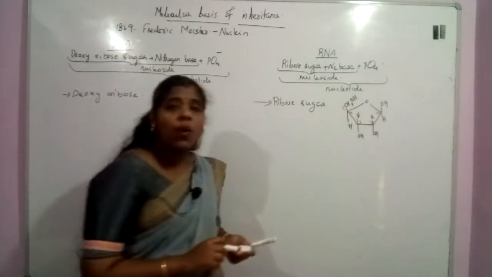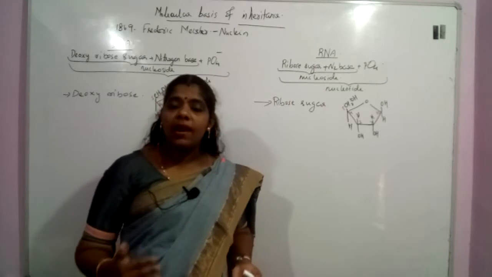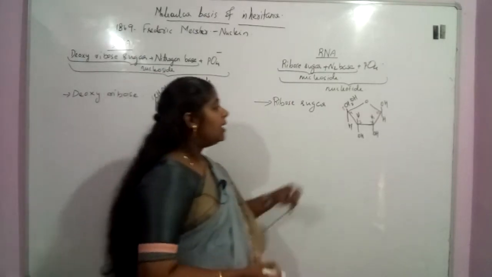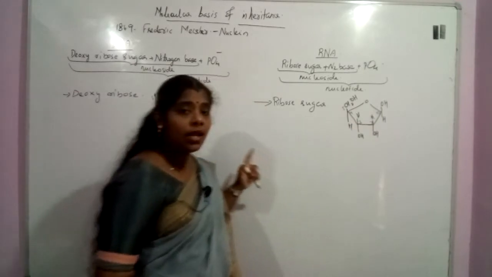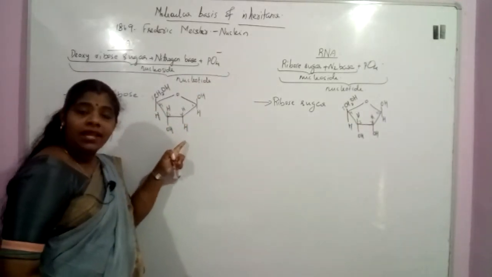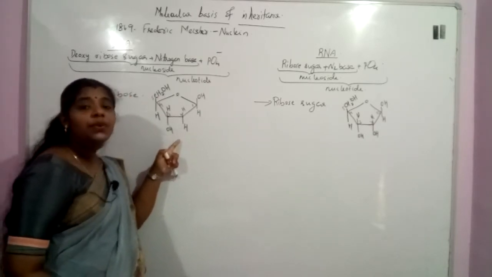Now you see what is the difference between ribose sugar and deoxyribose sugar. Ribose sugar and deoxyribose sugar തമ്മിലുള്ള വ്യത്യാസം എന്താണ്? ഇതിന്റെ രണ്ടാമത്തെ കാർബൺ ആറ്റത്തിൽ deoxyribose sugarൽ ഒരു ഓക്സിജൻ കുറവാണ് അല്ലേ? Instead of a hydroxyl group, they have just hydrogen at the second position carbon.